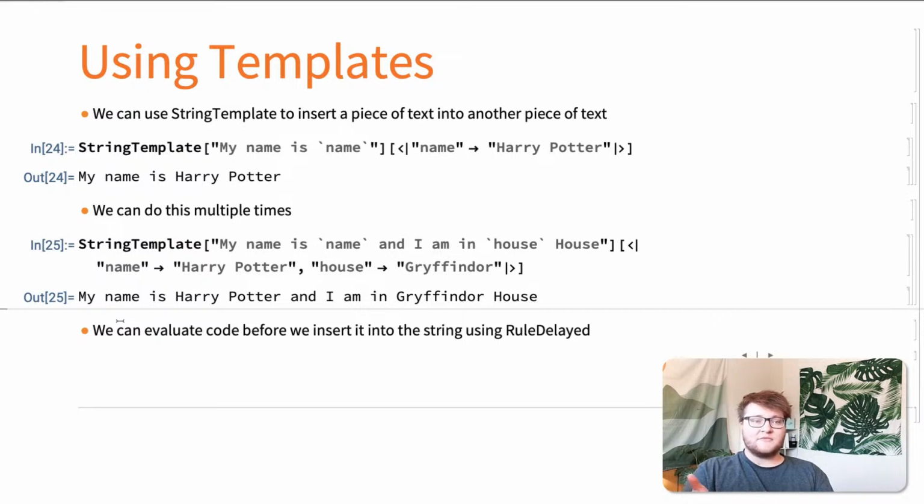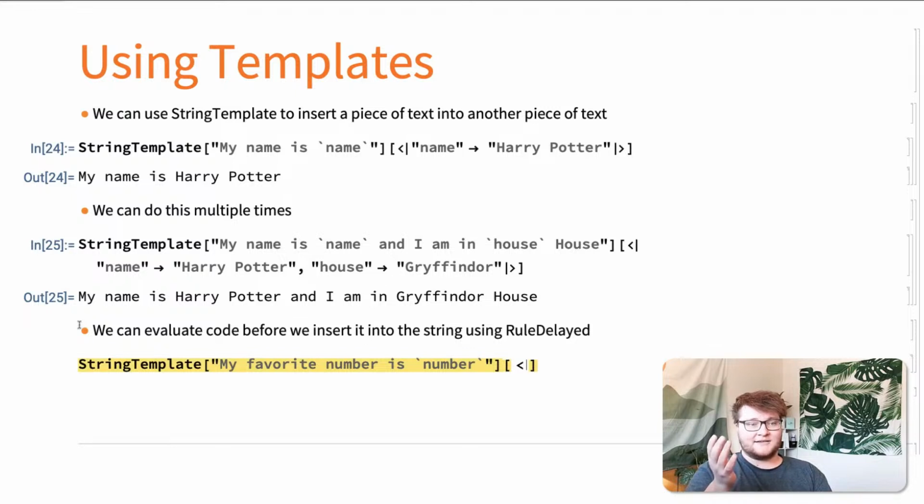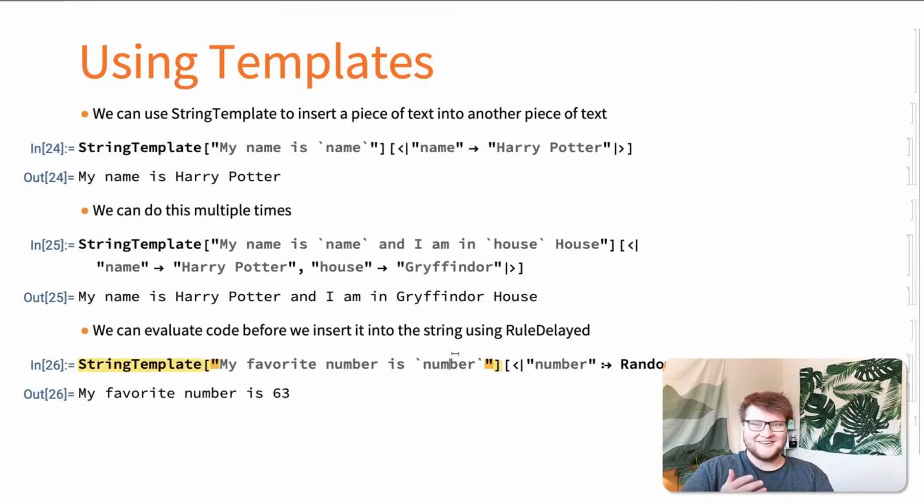We can even evaluate code before we put it into the string using rule delayed. So if I make up a string template and I want to just have a random number put in there, then I can do, my favorite number is backtick number, and then I can replace number with a random integer between 1 and 100, and each time I evaluate this now, I'm going to get a different number that's my favorite number.